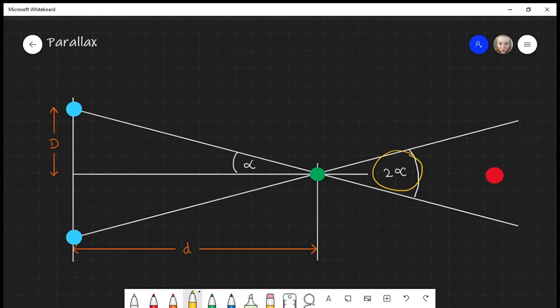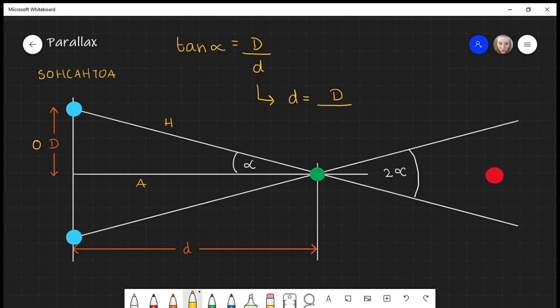This angle here, this would be the full displacement of our thumb. However, we only need half of this angle in order to do this calculation. To find the distance between our eyes and our thumb, we can use trig. Here I'm going to use tan of the angle equals opposite, which is half the baseline, over adjacent, which is the distance between our eyes and our thumb. We can rearrange this to make lowercase d the subject. Therefore, we have an expression for the distance between our eyes and our thumb.